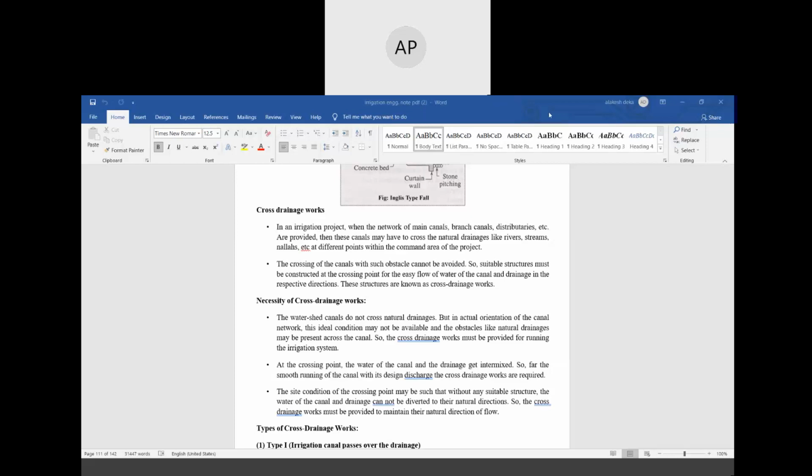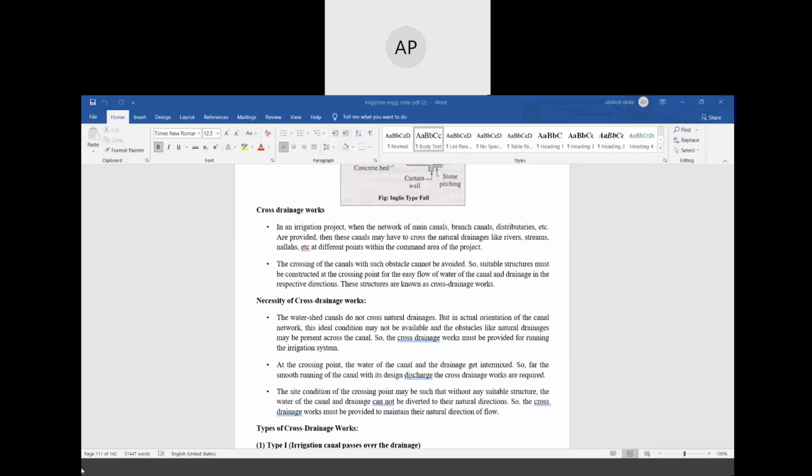Okay, so after the baffle fall, we have cross drainage works. In an irrigation project, a network of main canals, branch canals, distributaries, etc. is provided. Then these canals may have to cross natural drainages like rivers, streams, nalas, etc. at different points within the command area of the project. Isn't it?